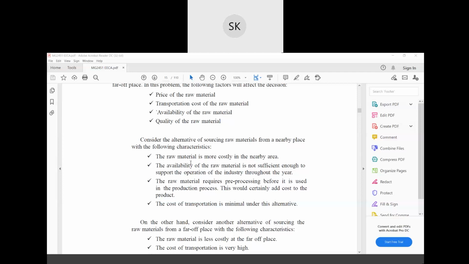So these are the factors. The raw material is costly, availability is not sufficient, and pre-processing is required. So these are basically three negatives. One is a positive: transportation is very minimal.